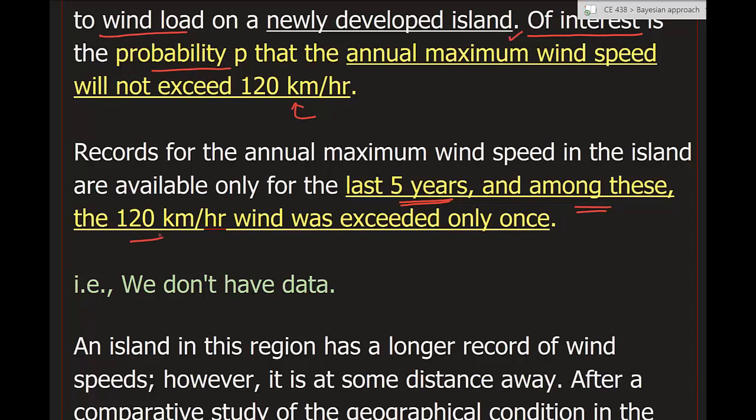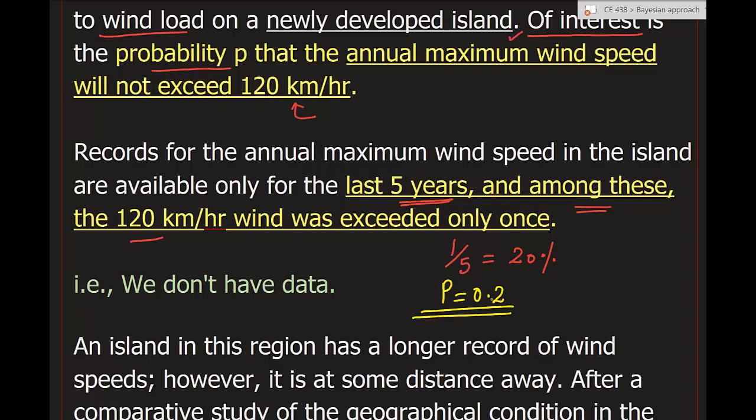So based upon this, what can we say? We can say there is a 1 by 5, that is a 20% probability, that the maximum annual wind speed will exceed the design wind speed. So in this case there is a 20% probability, that is P is equal to 0.2.